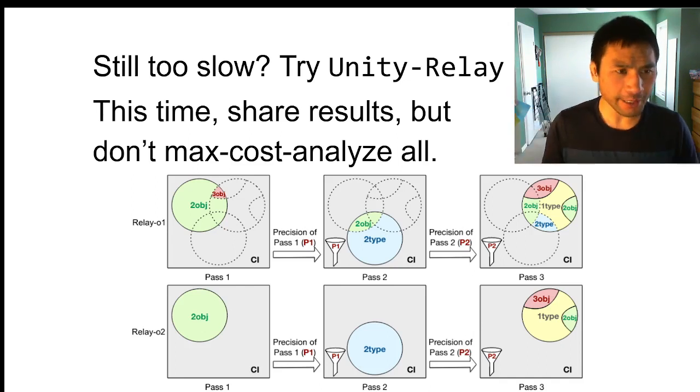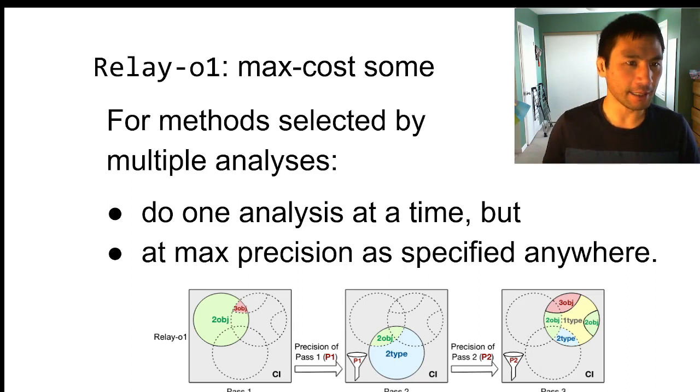So that's Relay O1. And I think we'll see that, yeah, sorry, I should have switched the slide, but I didn't. This is Relay O1. So it does maximum cost of any method. It only does the methods that are called for in any analysis at a time, but at some precision that might be specified by some other analysis.